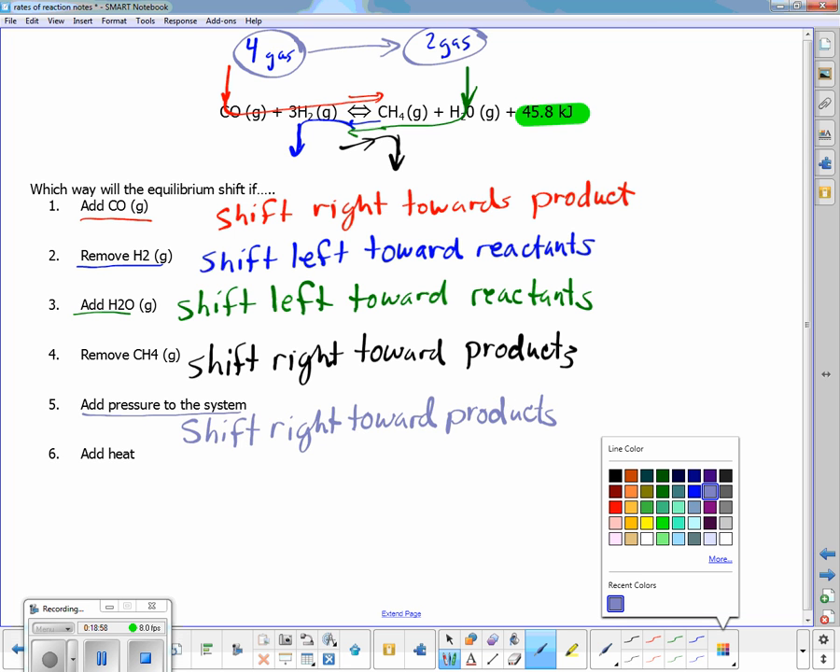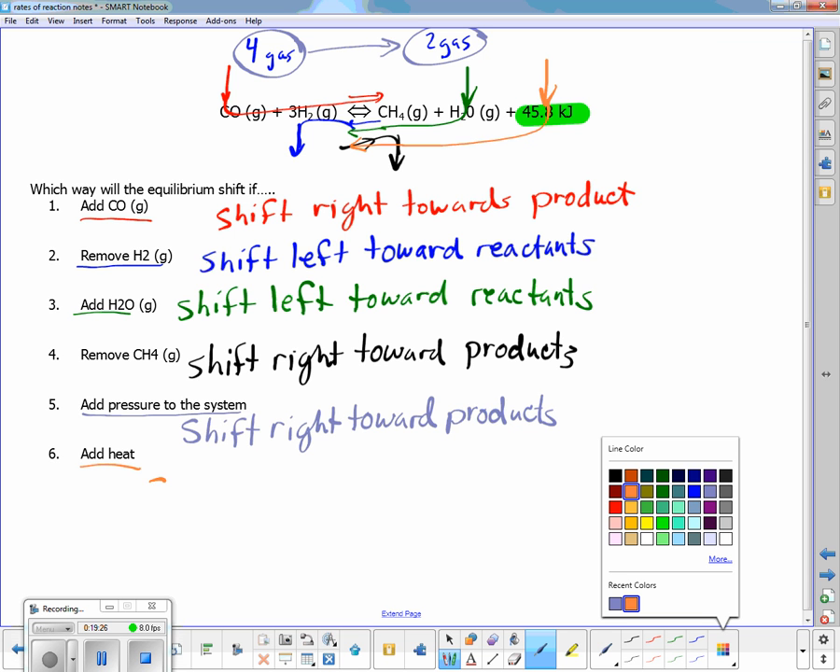Okay, we're picking another color. I'm going to say orange. Add heat. So I'm adding heat. Treat that just like we did any of the others up top. It'll shift towards the reactants because it's got to keep going the same direction, so it's going to go that way. Does that make sense?